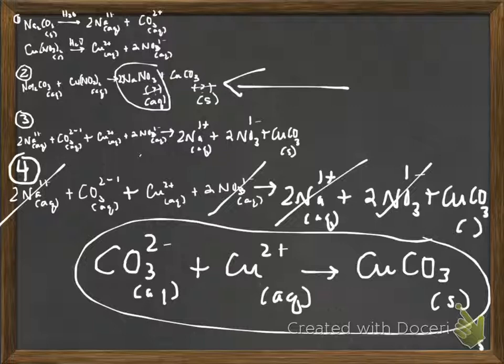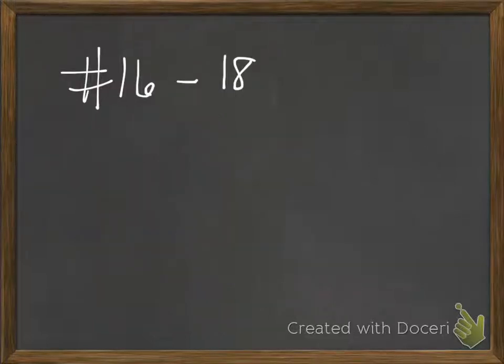A reaction only actually occurs if 2 of those ions can join and form a product. If they're all still dissolved, and these are all ionic compounds we're starting with, which is all we're going to do in this chapter, nothing happens. We have 0 reaction.